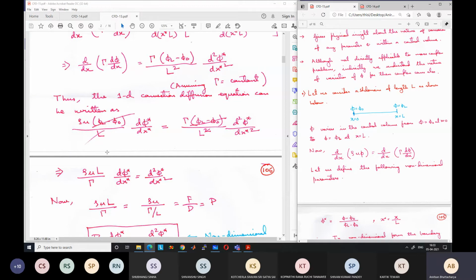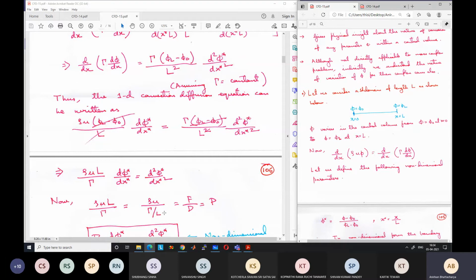rho u, this L goes to the other side, rho u L by gamma. Okay, rho u L by gamma d phi star dx star equal to d square phi star dx star square. Okay. What is rho u L by gamma? Rho u L by gamma can be written as rho u by gamma by L. Okay, and rho u is nothing but the advective strength F, and gamma by L, diffusivity by the distance, is nothing but the diffusion strength D.